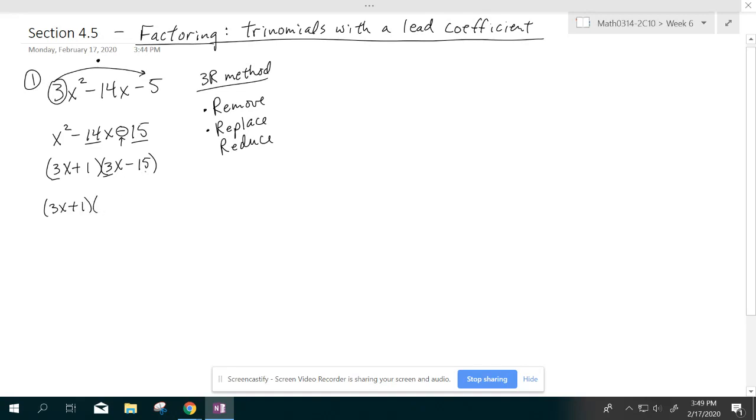In the second set of parentheses, can I reduce 3 and 15? What goes into both of those? So I can reduce those by 3. That'll leave me X minus 5, and I'm done. That is the 3R method. Remove, replace, and reduce.